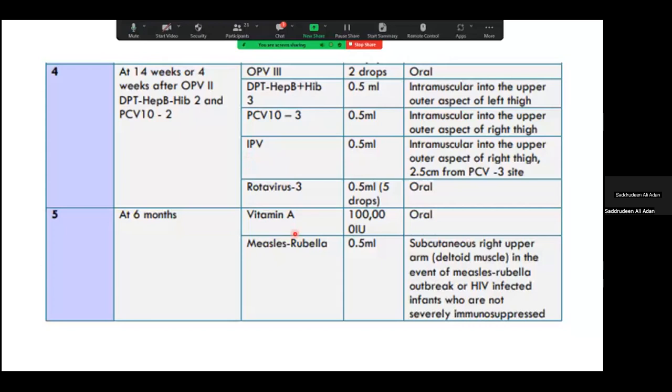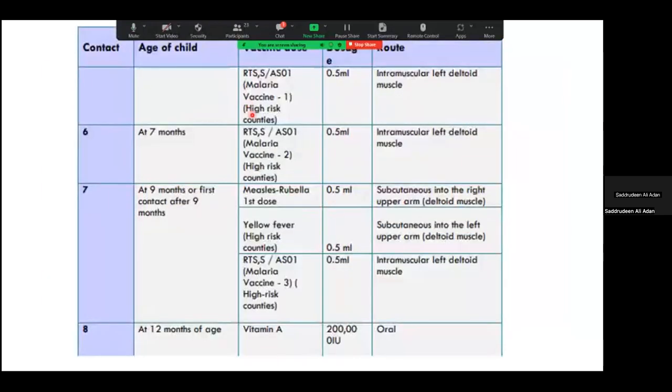So at the same 6 months, in high-risk counties, which are 4 counties, I think it's Baringo, Kisumu, where malaria is quite common. At 6 months, apart from the vitamin A and the measles rubella, they're given the malaria vaccine. At 7 months, they're also given the malaria vaccine. Not for everyone. This is in high-risk counties.